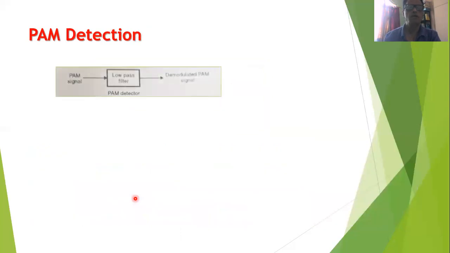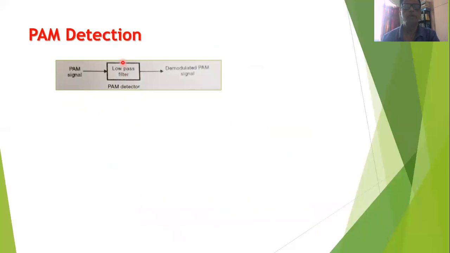Now we will go for the PAM detection. PAM detection is the reverse process to that of modulation. In detection, we will decode the incoming signal. That is, when the PAM signal is applied to the PAM detector, then at the output, we will get a demodulated PAM signal.